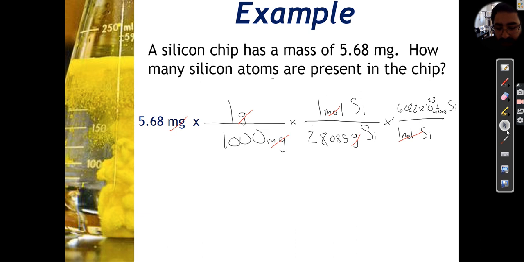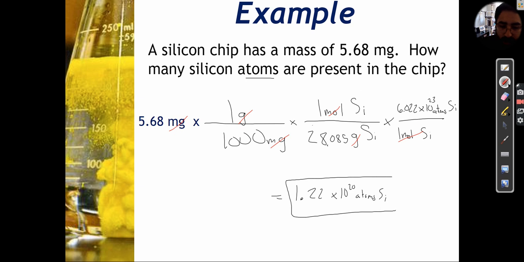All right, so 5.68 divided by 1,000 because it's at the bottom, and then divided by 28.085 because once again it's at the bottom, and then multiply by 6.022 times 10 to the 23rd, because it's at the top. So all of this is equal to 1.21 or 1.22 times 10 to the 20th atoms of Si. So here we have it. That is the number of atoms in the milligrams, right?